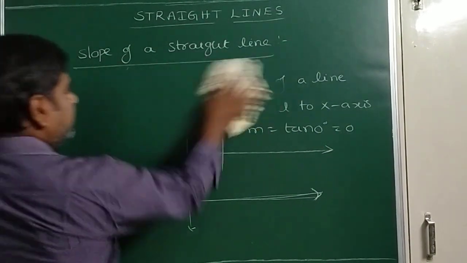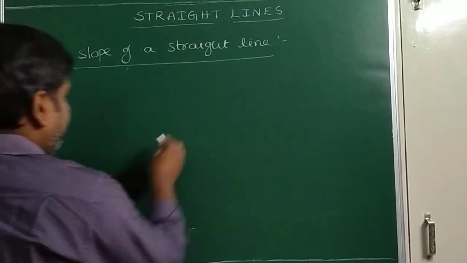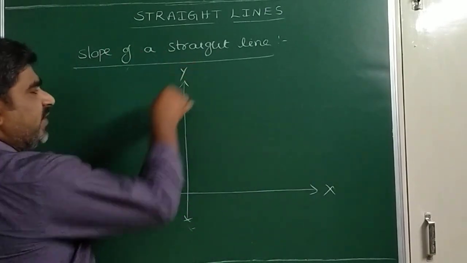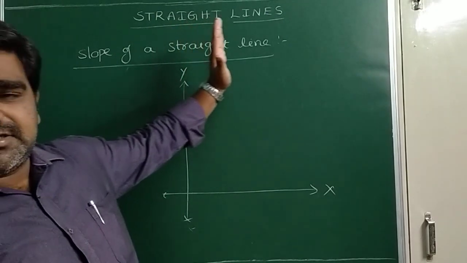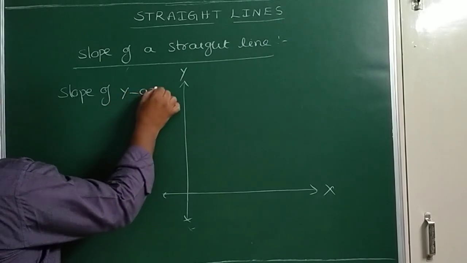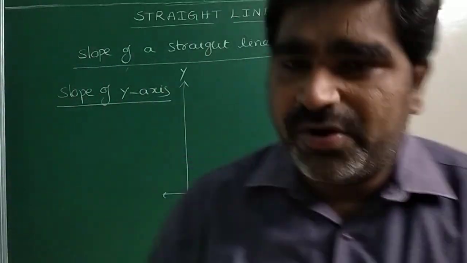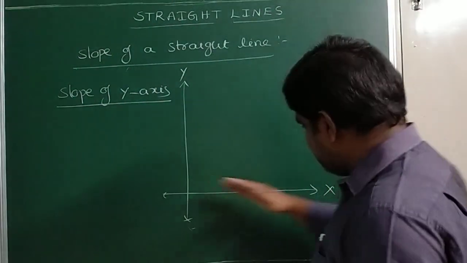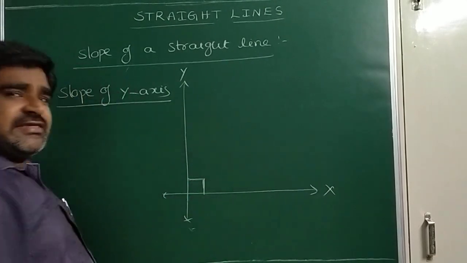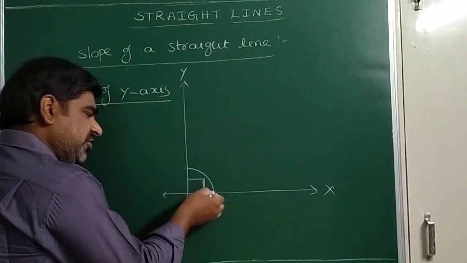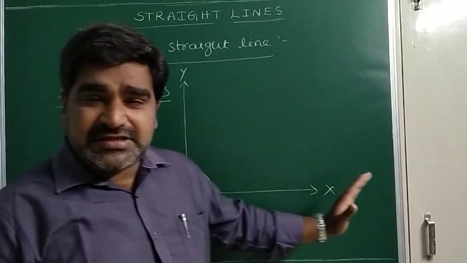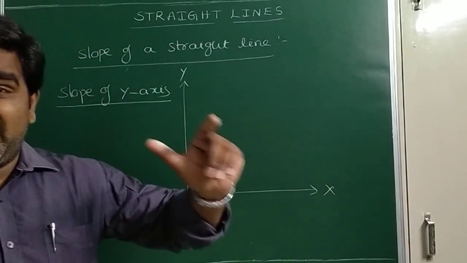Now again, this is x-axis and this is y-axis. Now I want to know about the slope of y-axis. Now this y-axis makes an angle 90 degrees. See, this is a positive direction. This entire angle is 90 degrees, right or not? So the y-axis makes an angle 90 degrees with the positive direction of x-axis.